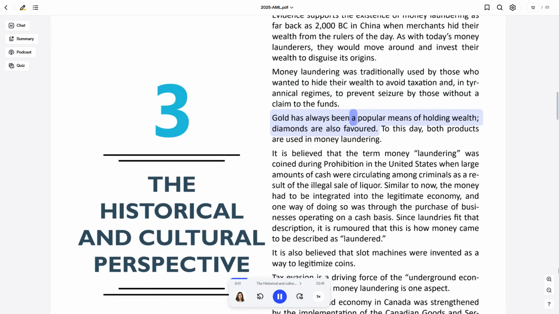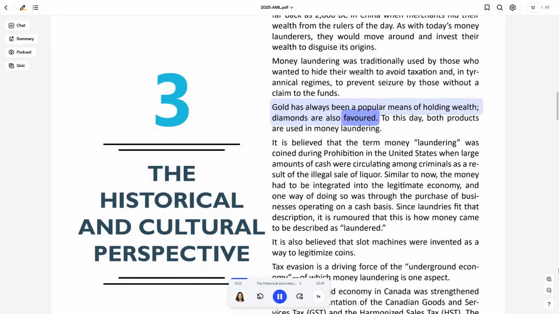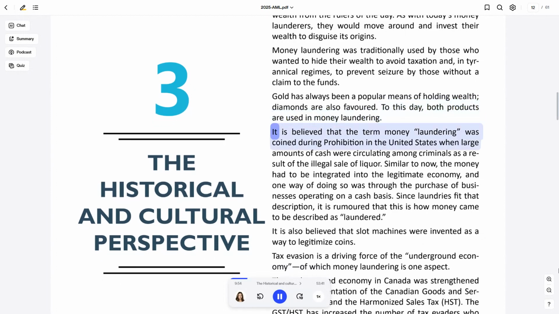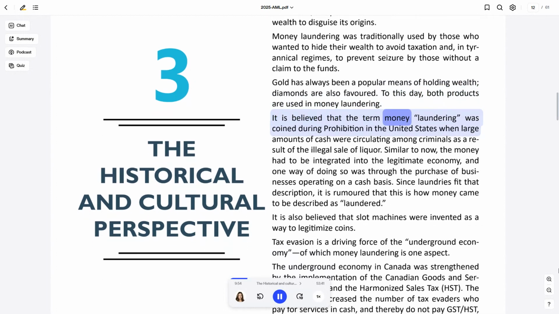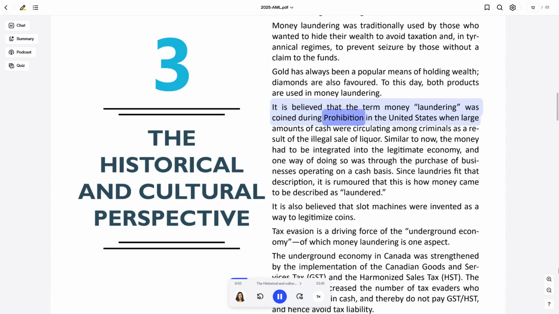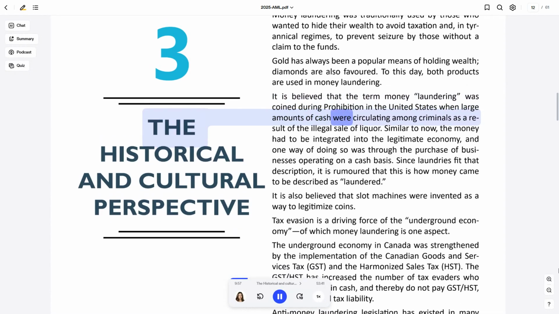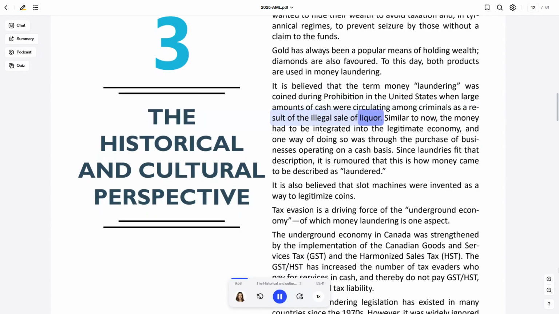Gold has always been a popular means of holding wealth. Diamonds are also favored. To this day, both products are used in money laundering. It is believed that the term money laundering was coined during Prohibition in the United States, when large amounts of cash were circulating among criminals as a result of the illegal sale of liquor.